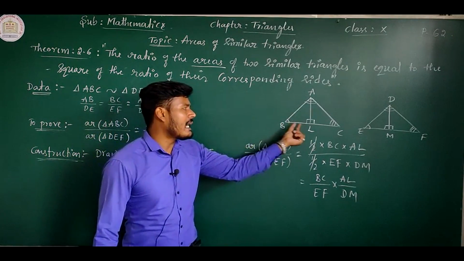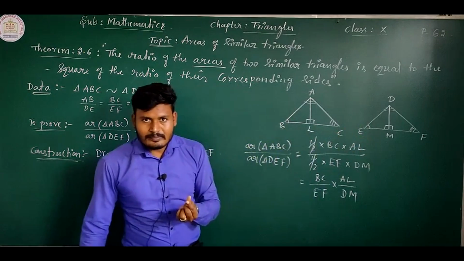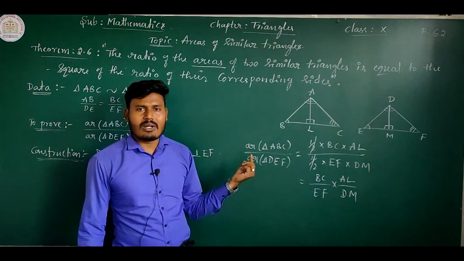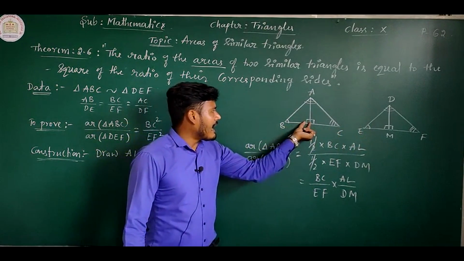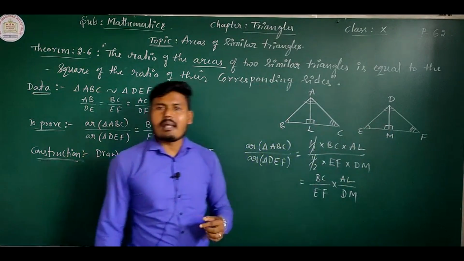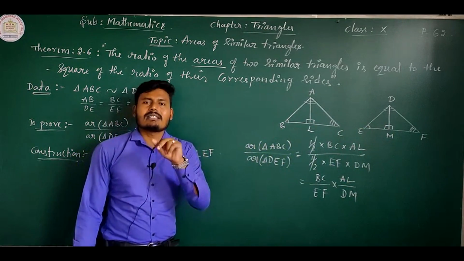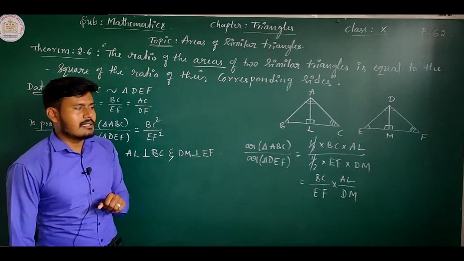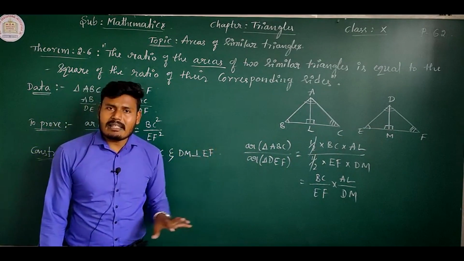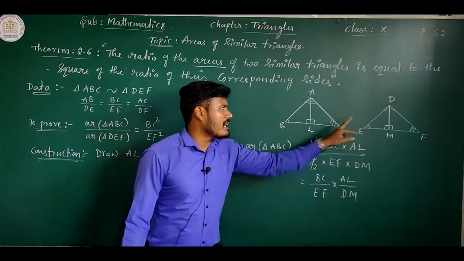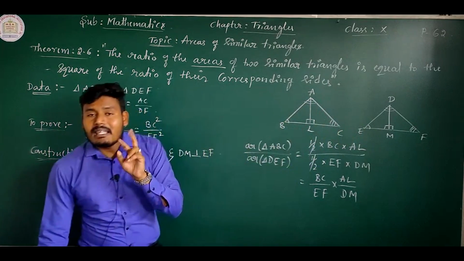Because we know that angle B is equal to angle E. We already know about these two are similar. So then here angle L is equal to angle M because these two are right angles. That's why, according to those two angles, according to AA similarity criterion, we know that ALB is similar to DME.